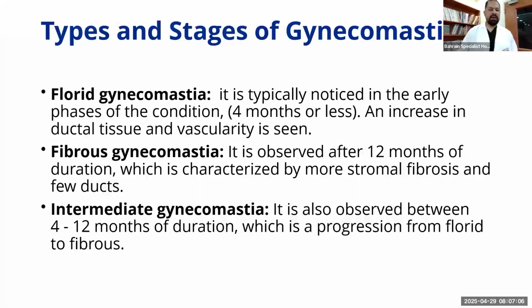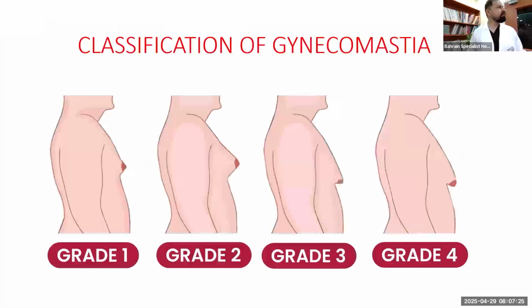And in case of fibrous gynecomastia, it is observed after 12 months of duration, which is characterized by more stromal fibrosis and few ducts. So it appears more hard and fibrous. The intermediate stage is observed between 4 to 12 months of duration, which is progression from florid to fibrous stage. So this is the classification of gynecomastia.